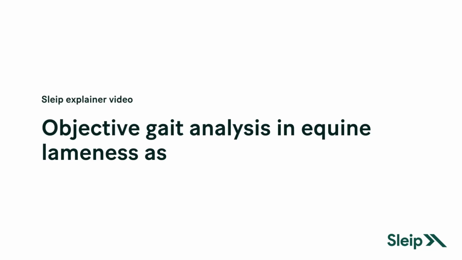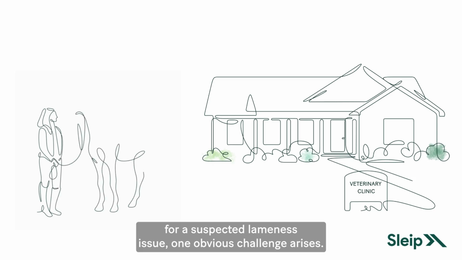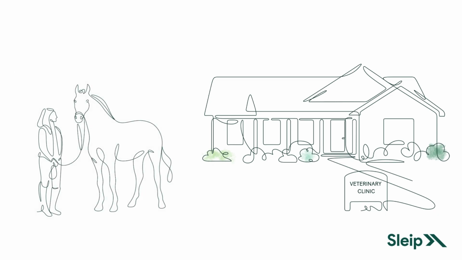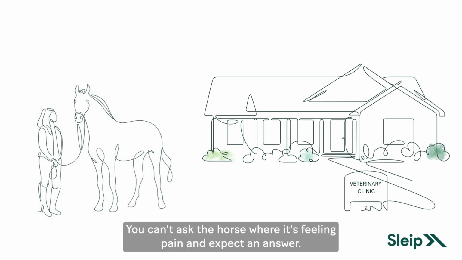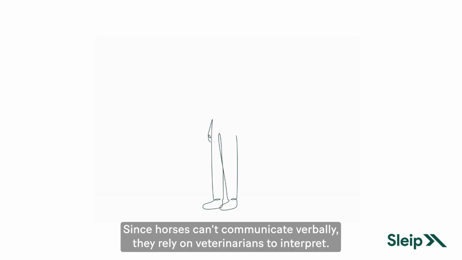Objective gait analysis in equine lameness assessments. When a horse is brought to the vet for a suspected lameness issue, one obvious challenge arises. You can't ask the horse where it's feeling pain and expect an answer. Since horses can't communicate verbally, they rely on veterinarians to interpret.